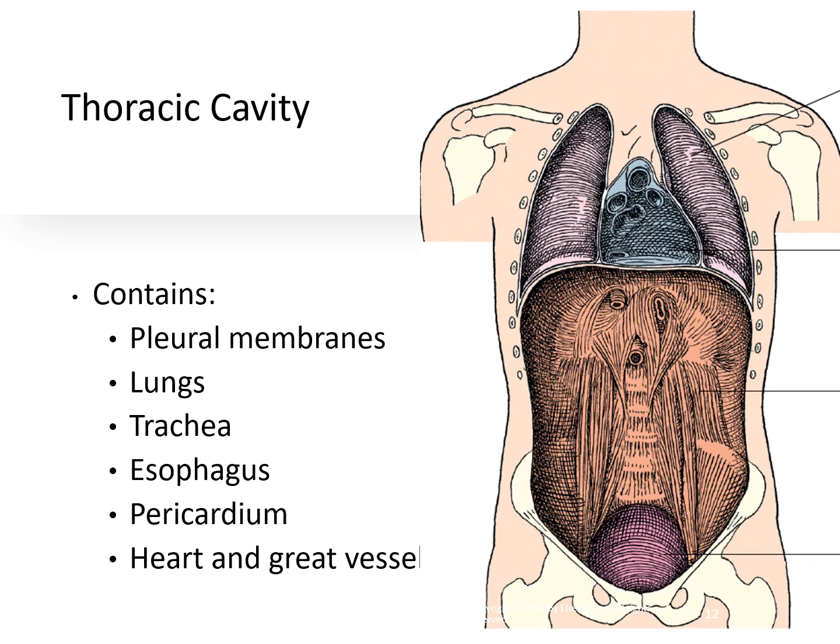So the thoracic cavity contains pleural membranes which surround the lungs themselves, the trachea, the esophagus, the pericardium, which is a separate membrane that surrounds the entire heart, and then the heart and the great vessels. There's also a thymus gland in the thoracic cavity, but we'll get to that when we talk about chest x-rays. The boundaries of the thoracic cavity are the rib cage, both laterally and superiorly, and the diaphragm, which runs underneath the lungs and the heart.